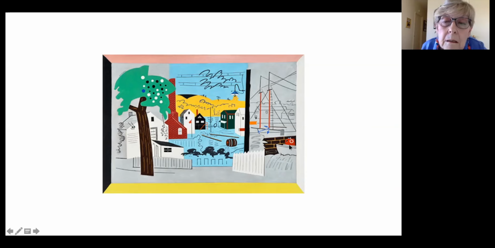Here's a little boat down here. Then these squiggles, almost as if they're water. Of course, that's not meant to be water. Clouds across, whatever.